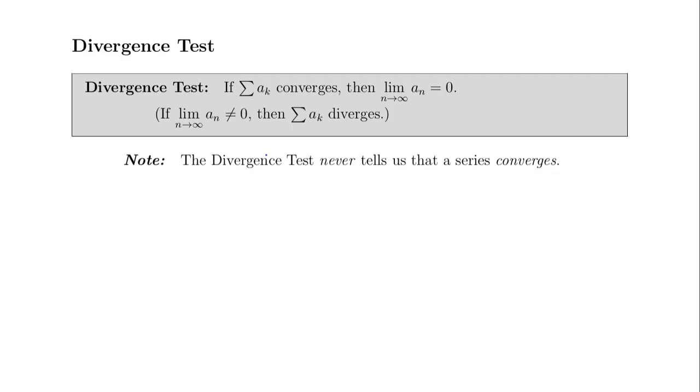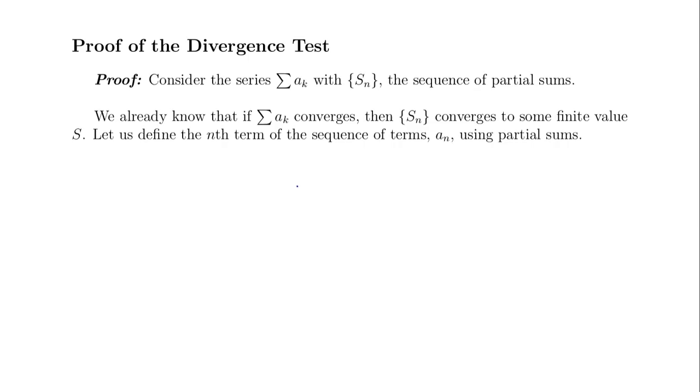Note that the divergence test never actually tells us that a series converges. If we know that a series converges, then we know something about the terms. But this second statement is going to be the more helpful one. All it's going to do is tell us if a series diverges. Now, it's not going to tell us every case where the series diverges, just some of them.